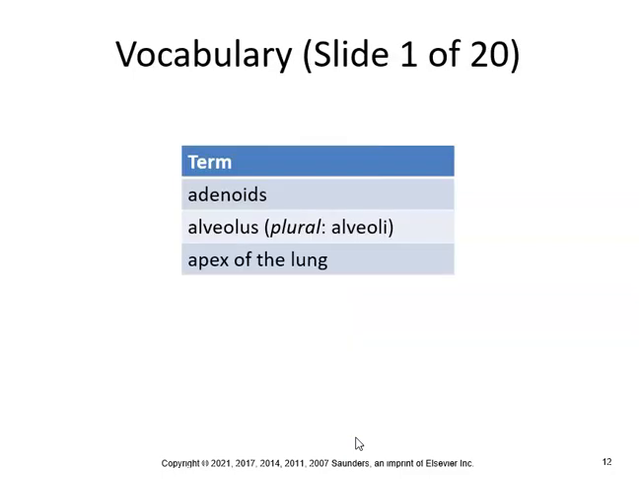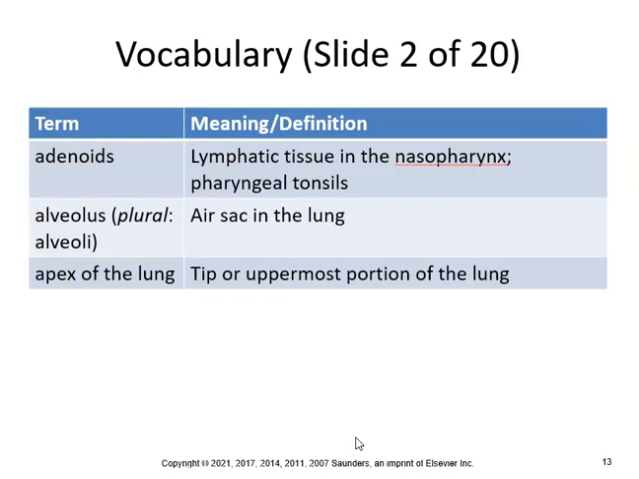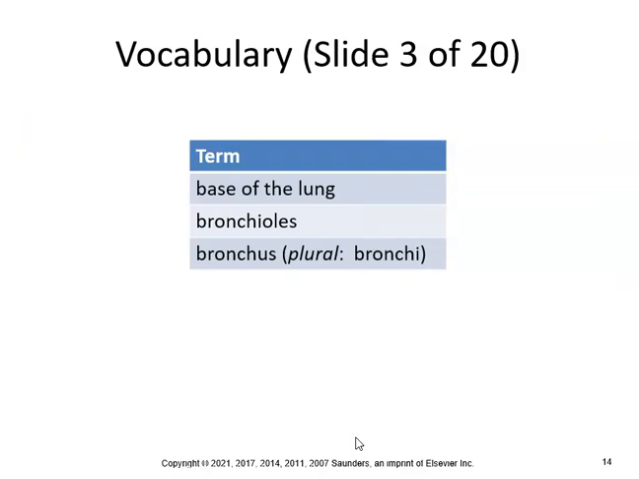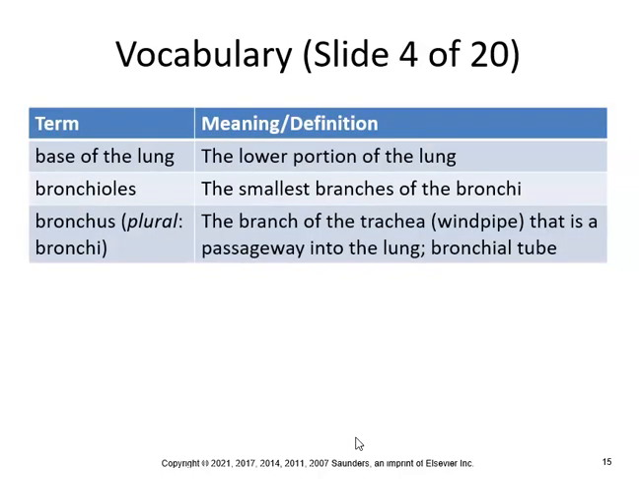The vocabulary, you have the adenoids, alveolus, and the apex of the lung. So adenoids are lymphatic tissue in the nasopharynx, pharyngeal tonsils. Alveoli or alveolus are air sacs in the lungs. The apex of the lung is the tip or uppermost portion of the lung. Base of the lung, bronchioles and bronchus. Base of the lung, the lower portion. So the apex is the top and the base is the lower.